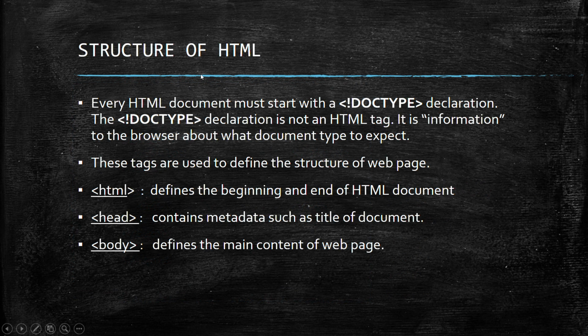Every HTML document must begin with the doctype declaration. The doctype declaration is not an HTML tag. It is just information to tell your browser what type of document to expect. There are tags used to define the structure of the web page. HTML defines the beginning and end of an HTML document. Head consists of metadata such as the title of the document. Body defines the main content of the web page.